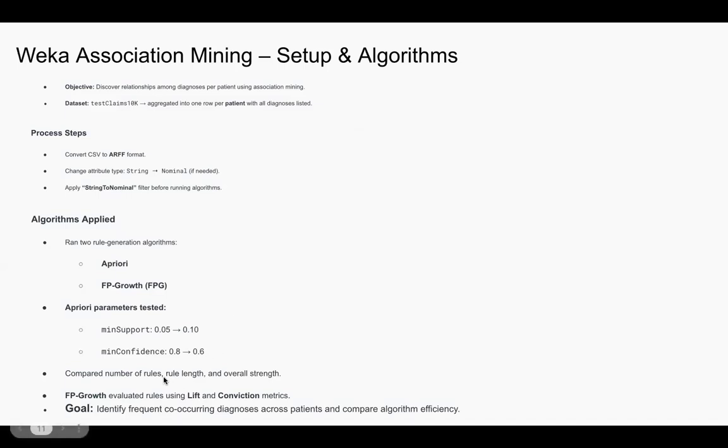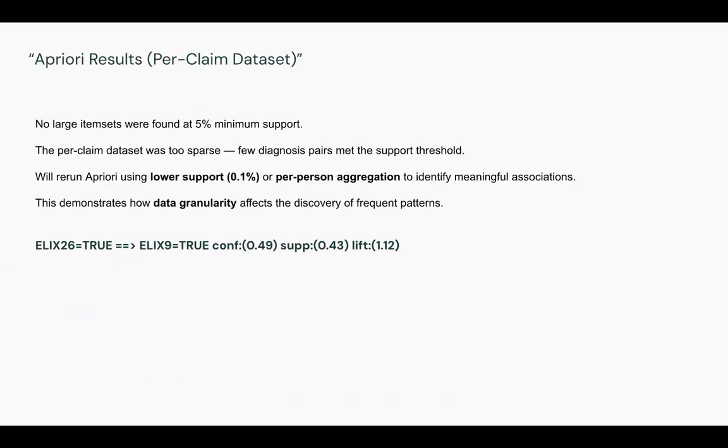So I was able to compare the number of rules, rule length, and overall strength. And then I wanted to make sure FP-Growth evaluated rules using lift and conviction metrics. So for my Apriori results, when running this data claim, no large item sets were found at 5% support. This happened because the data set was very sparse. Individual claims don't contain many diagnoses. To find meaningful rules, we would need to lower the support threshold or use a per person data set. For my FP-Growth results, and these were the parameters that were used for that.